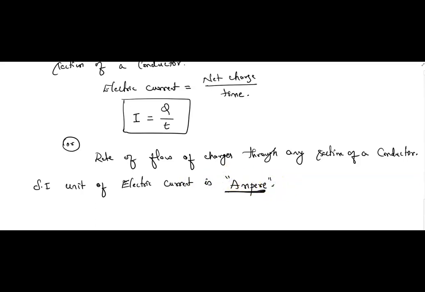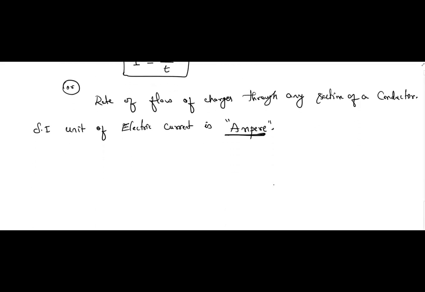From the examination point of view, the question will be: what is electric current and write the SI unit of it. Please make a note, jot down this point. The first question can be: what is electric current, or define current? Write the SI unit of it.